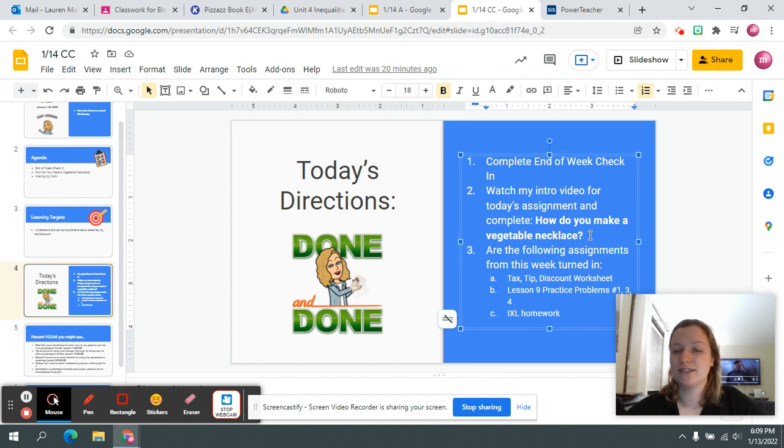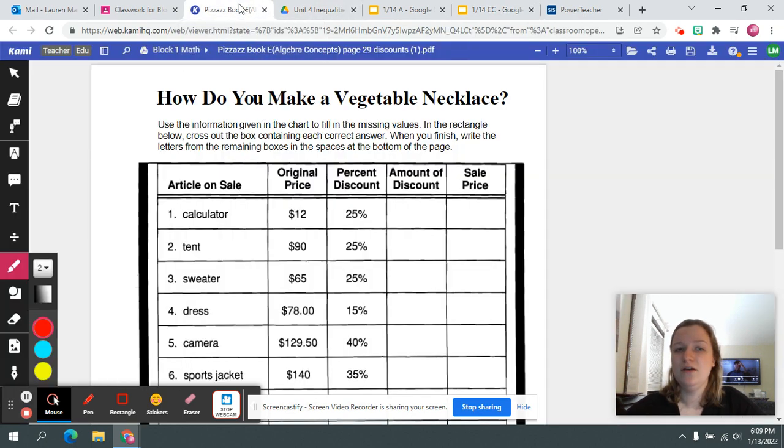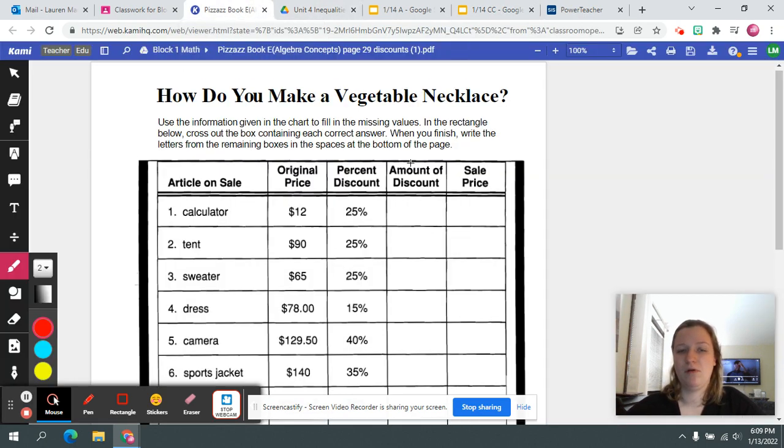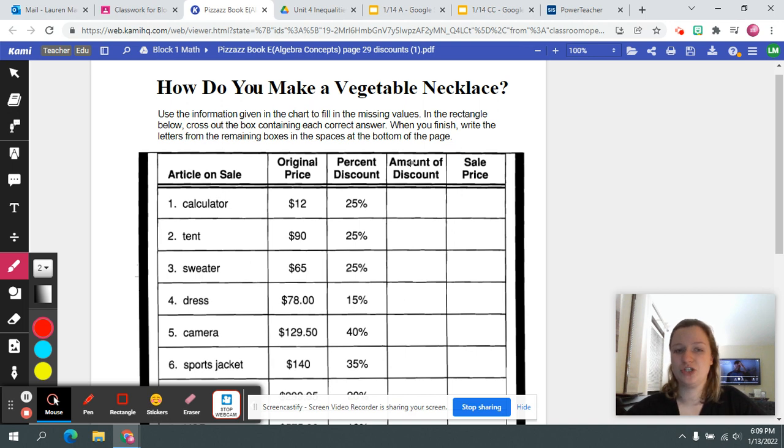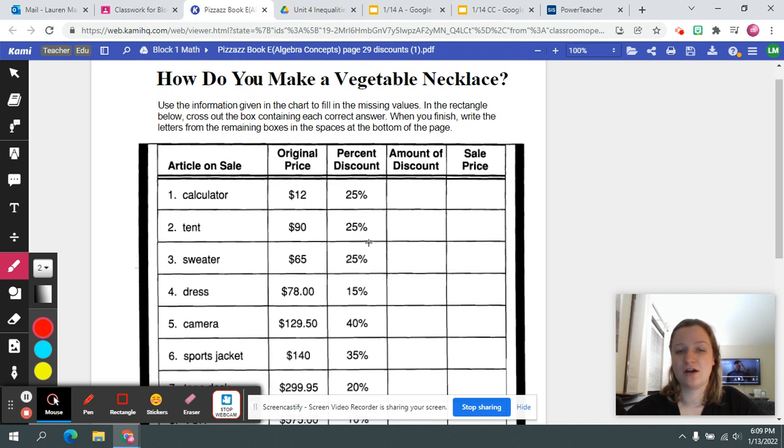We're going to be working on an assignment called How Do You Make a Vegetable Necklace, which sounds kind of weird, but it's actually a puzzle where you solve some discount problems in order to solve the puzzle question, the vegetable necklace. I'm going to go through just number 1 to get you started and talk about how to solve the puzzle, and then I'll let you get to work. It says use the information given in this chart to fill in the missing values, and then I'll explain at the end how you'd solve that puzzle.